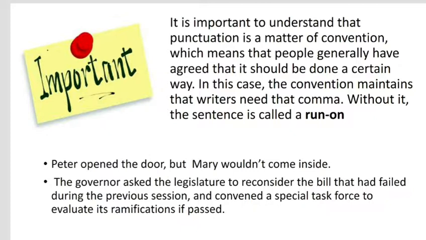The governor asked the legislature to reconsider the bill that had failed during the previous session, and convened a special task force to evaluate its ramifications if passed.